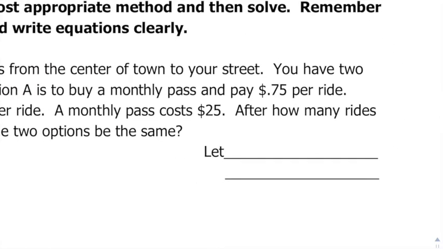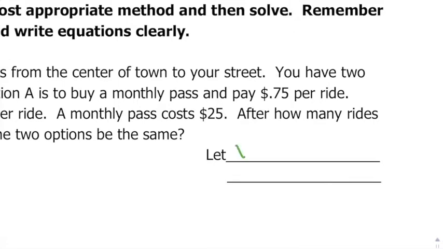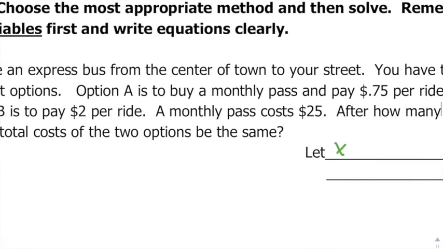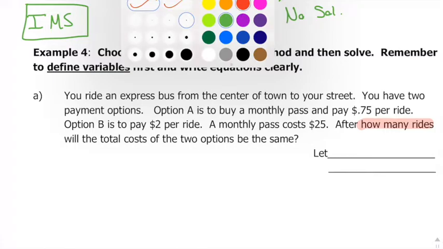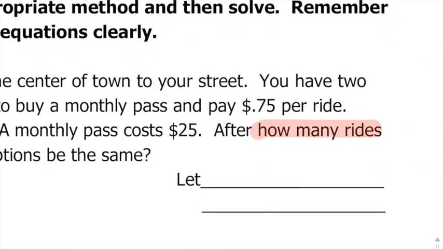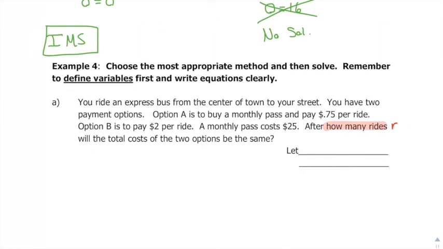First of all, we want to define our variables. So we're going to say x is something and y is something else. Or you don't even need to use the x here. Let's get real fancy with our variables. We are trying to find how many rides, so let's call that R, the number of rides. And then I guess the cost is going to be the other variable.